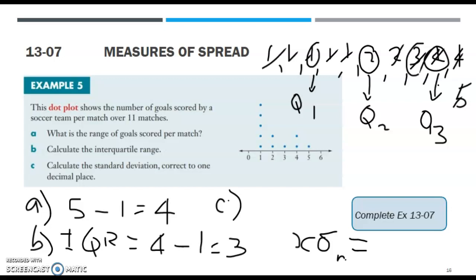Okay. Have a go at now doing the questions in the textbook, which I'll put on Compass.